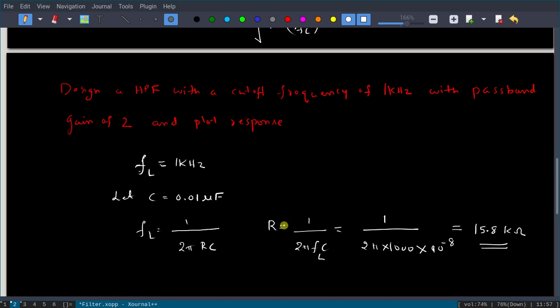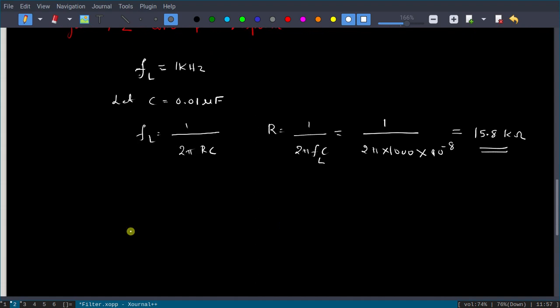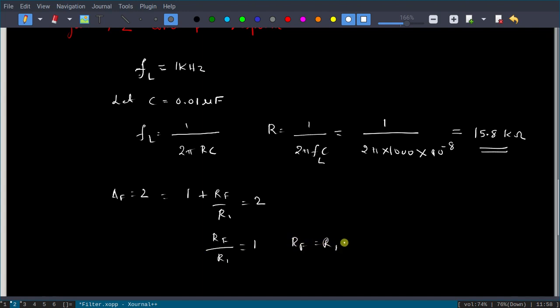And we know that the gain is 2. So gain 2 means you should know that AF is 2. That is nothing but 1 plus RF by R1 is equal to 2. So RF by R1 is equal to 1. That means RF equals R1, and we will take one value, 10 kilo ohm. You have to select a value, and the general value is 10 kilo ohm, so we will take 10 kilo ohm.